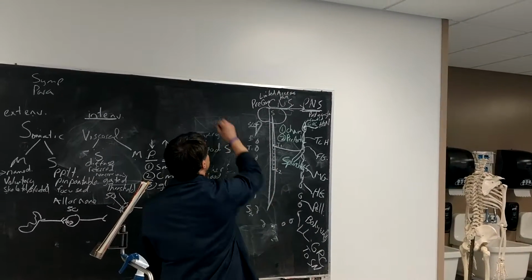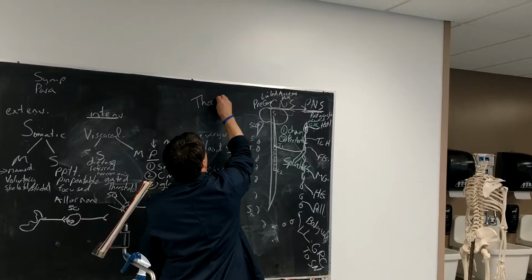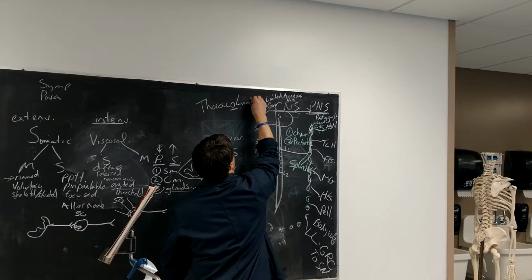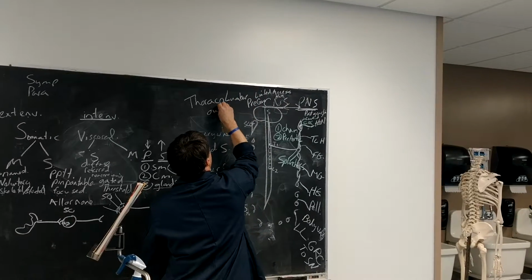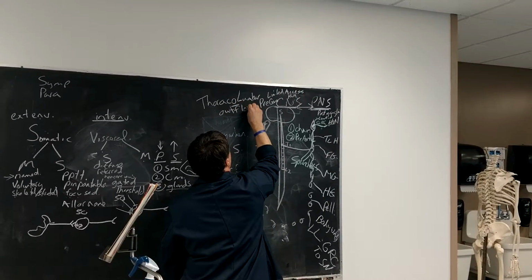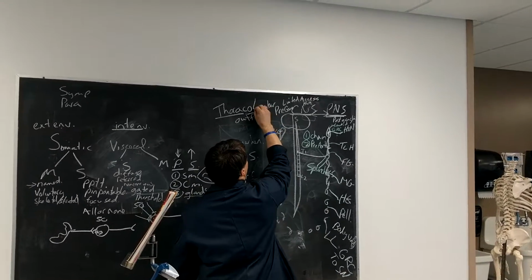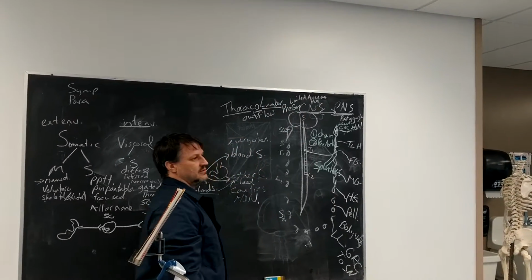That's why it's called thoracolumbar outflow. I can come off from T1 to T12, or I can come off at L1 or L2.